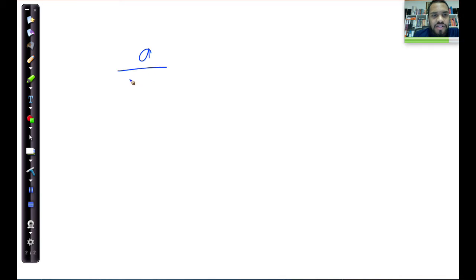If I have a function a over x minus p plus q, there's a few things we know about this function if it is f of x, right?